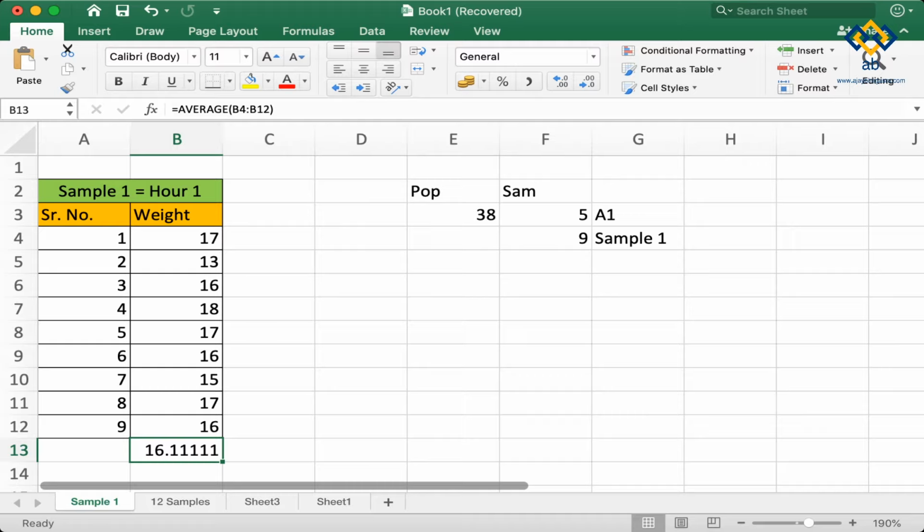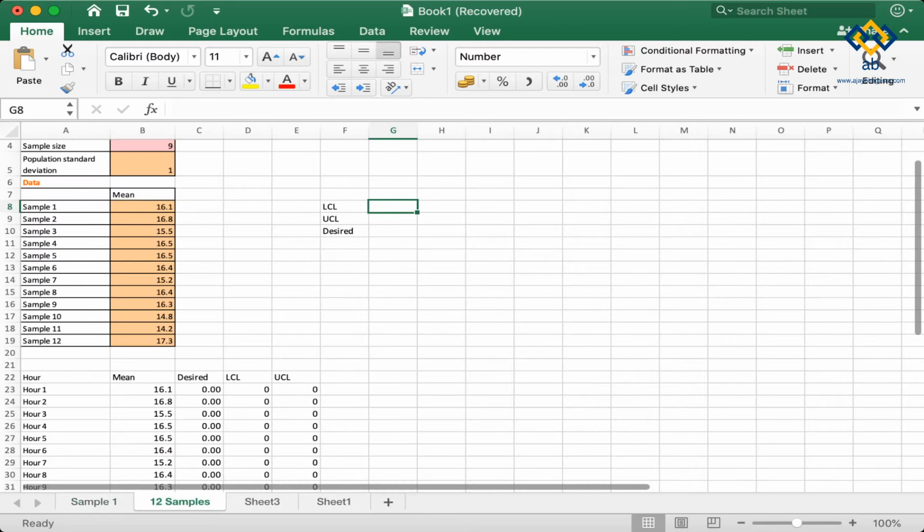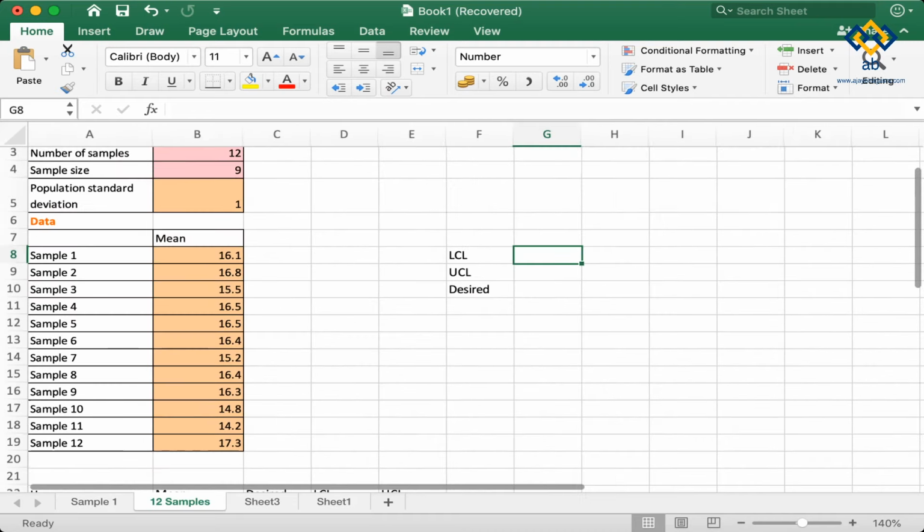Then hour number 2, 9 samples are taken, and their mean is taken; that becomes A2. Then hour number 3, 9 samples are taken, their mean is taken; that becomes A3. Then you keep on taking these samples till you have a larger sample available. Here, for the sake of understanding, we are taking, say, 12 samples, right?